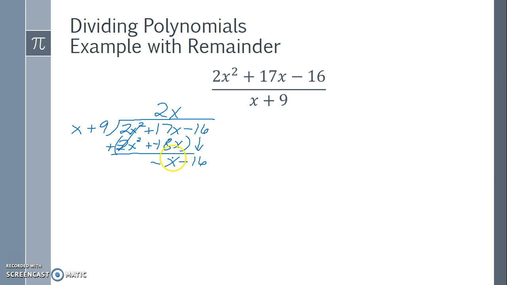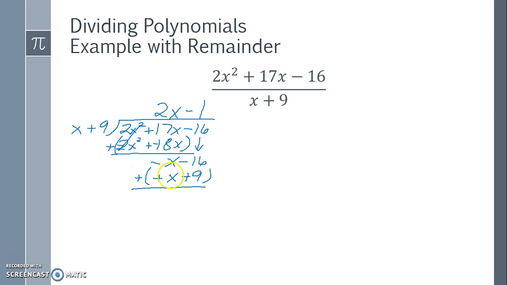Next, we need to ask ourselves, what do I need to multiply my x plus 9 by to get this negative x? Well, I need to multiply by negative 1, so I'm going to put a negative 1 right here. So negative 1 times x plus 9, I get negative x minus 9. I'm going to subtract these two. When I subtract, it changes all the symbols on the inside. It makes this an addition problem.